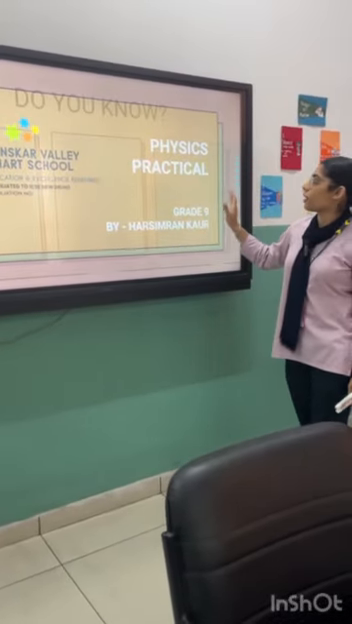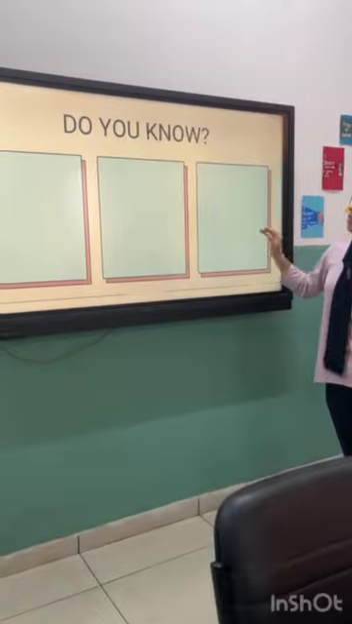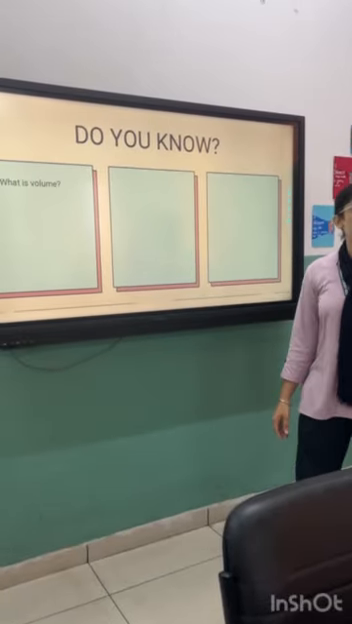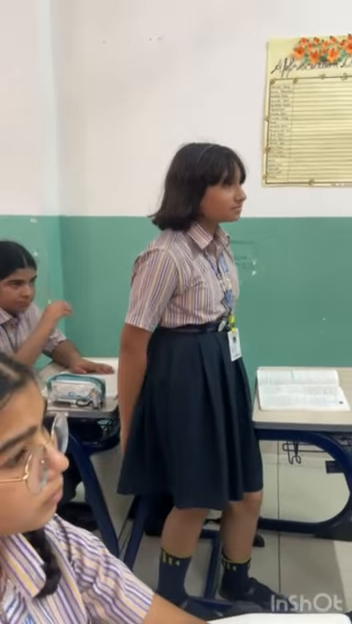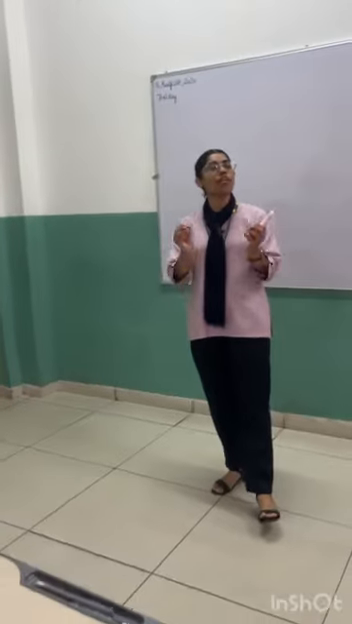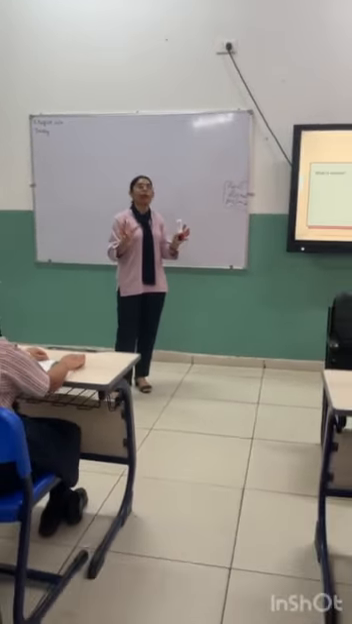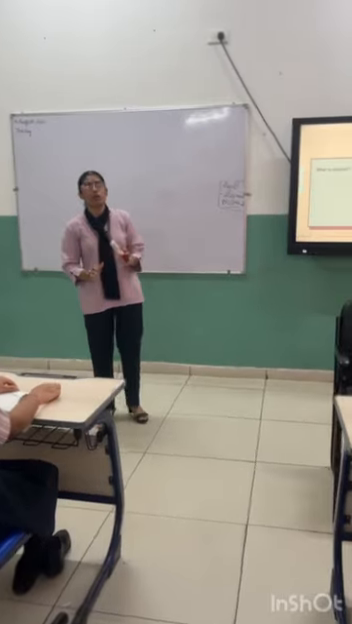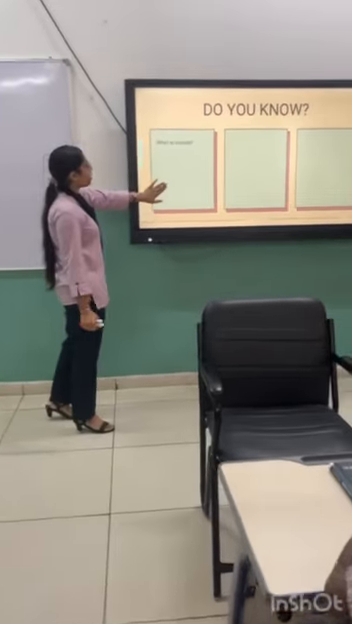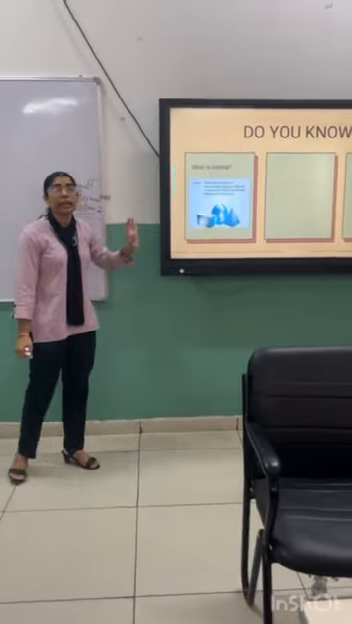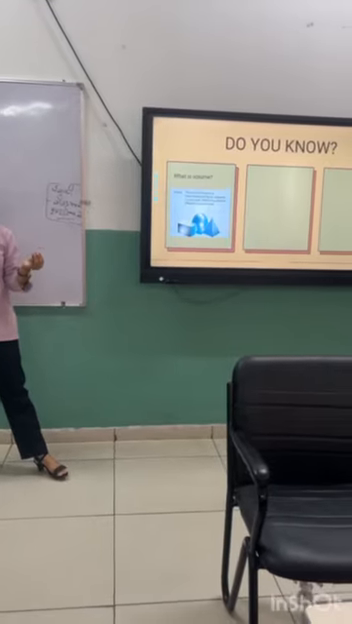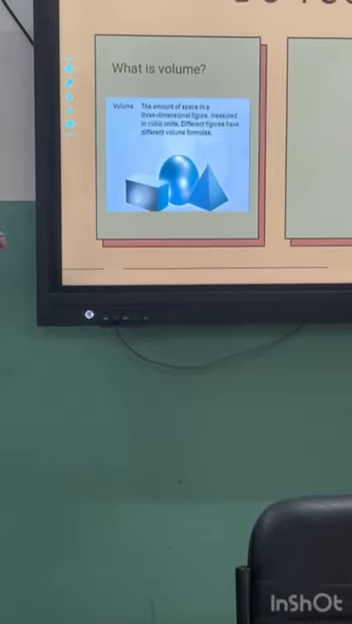Okay. So first of all, tell me, what is volume? Yes, Harshita? Ma'am, the space occupied by any substance is called volume. Yes. Any object inside our universe always occupies some space, right? That space occupied by the object is known as its volume. So the space occupied by any three-dimensional figure in the universe is called its volume.